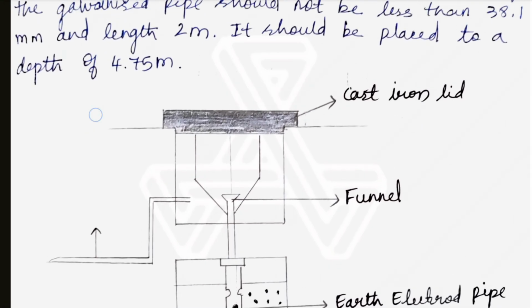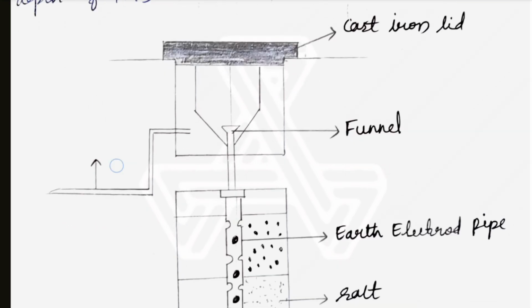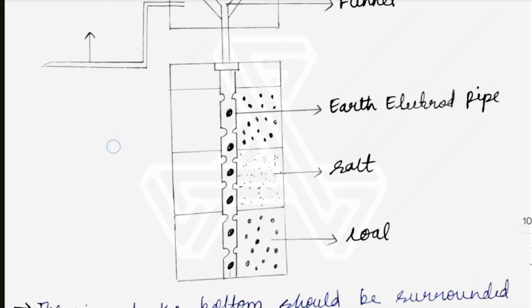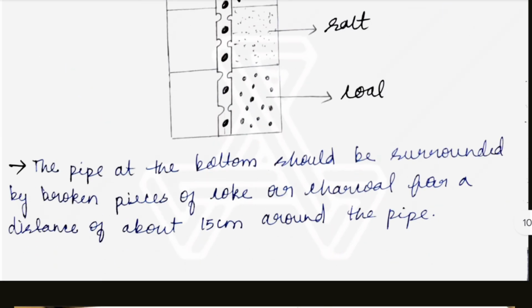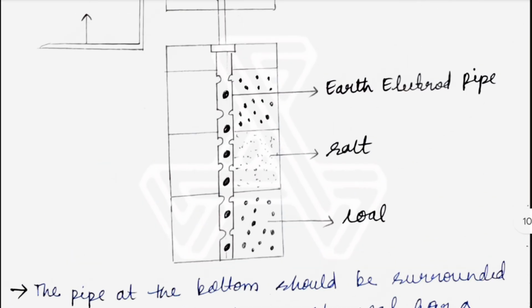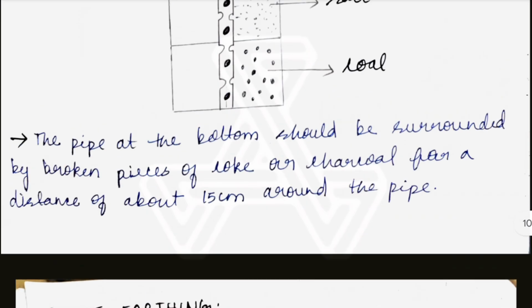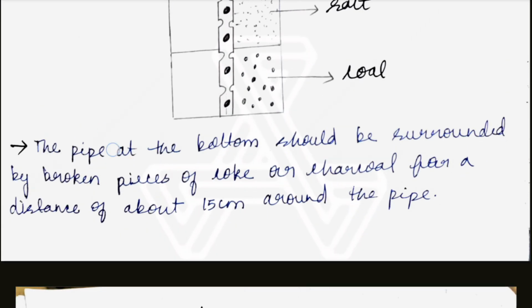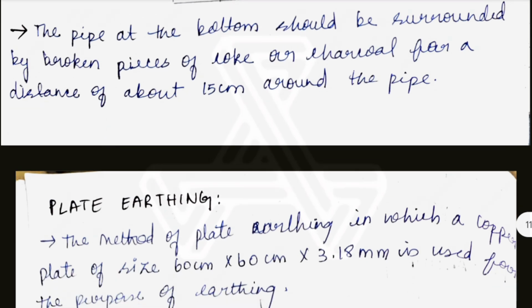This is the cast iron lid, funnel, earth electrode pipe, rod, coal. The pipe at the bottom should be surrounded by broken pieces of coke or charcoal. Coal or charcoal for a distance of about 15 centimeters around the pipe.